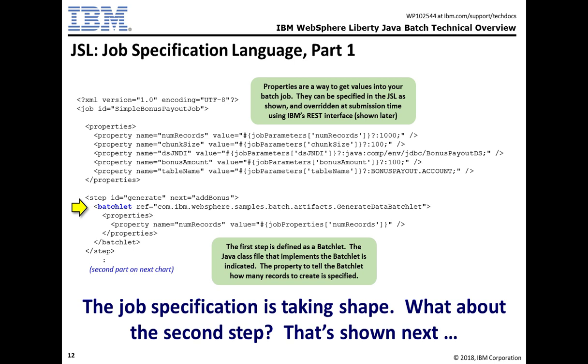So inside our step, we see it's a batchlet step, and then we have our com.ibm dot dot dot. That's our batchlet. So this is essentially EXEC PGM equals a load module with a STEPLIB telling you where to find it. And we see that the numRecords property is getting passed into this. That'll get injected into the generate data batchlet at runtime, so it gets the right value depending on how all the substitutions happened.